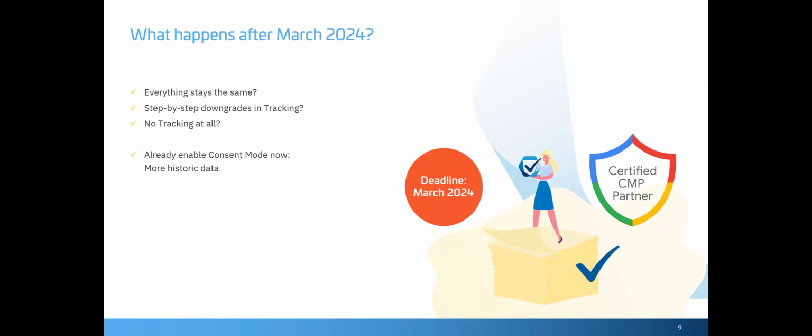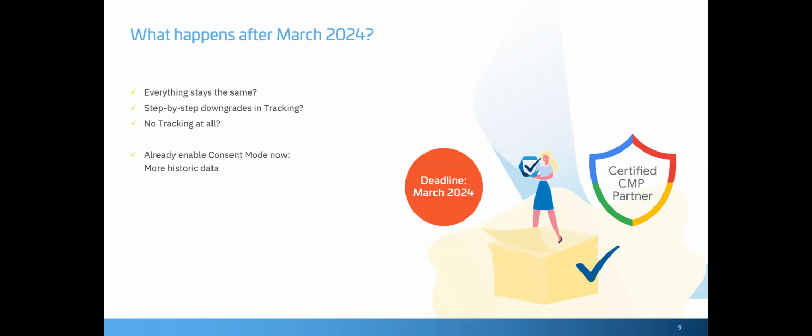Maybe everything stays the same for a while. Maybe Google will downgrade the tracking step by step, like some accounts will not have tracking today, some more accounts will not have tracking tomorrow, or certain features will not happen tomorrow, or something like this. Maybe there's really a hard cut that from the 8th of March you will need consent mode, otherwise you don't have any tracking. It's not 100% clear now.